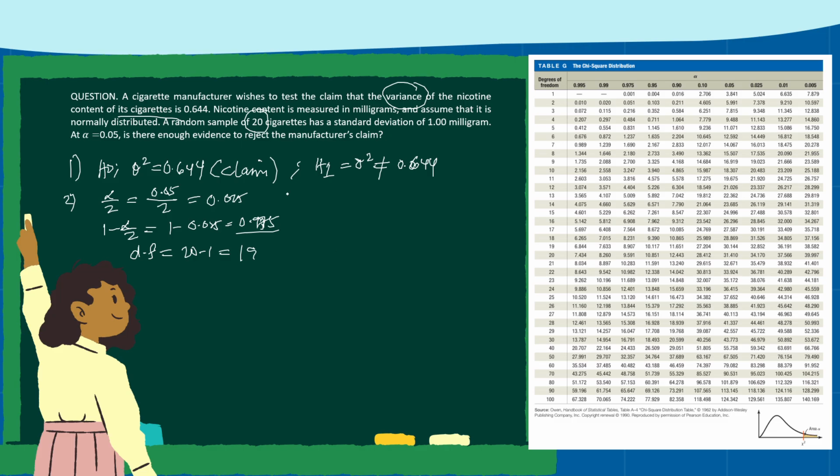So we have here our critical regions. By using the table, what would be our critical value in the right portion? For 0.025 and 19, that is 32.852. And the other one is 0.975 and 19.